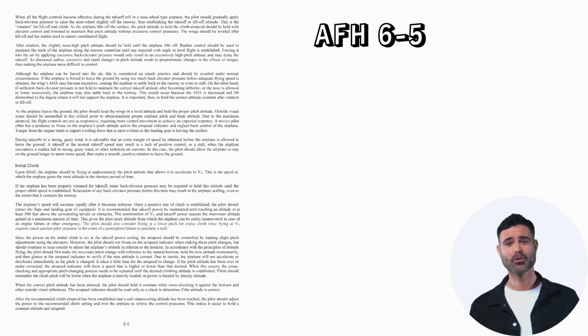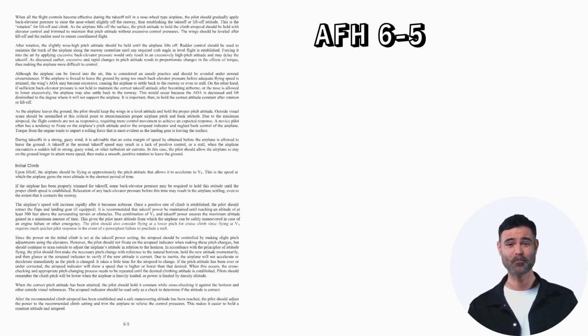The pilot should also consider flying at a lower pitch for cruise climb, since flying at Vy requires much quicker pilot response in the event of a power plant failure to preclude a stall. Since the power on the initial climb is set at the takeoff power setting, the airspeed should be controlled by making slight pitch adjustments using the elevators. However, the pilot should not fixate on the airspeed indicator when making these pitch changes, but should continue to scan outside to adjust the airplane's attitude in relation to the horizon.